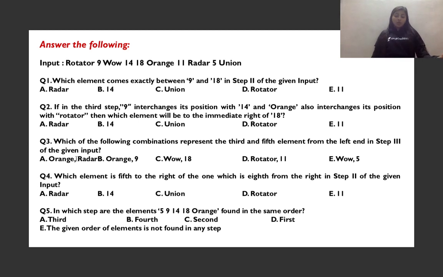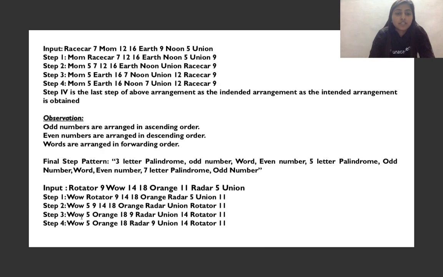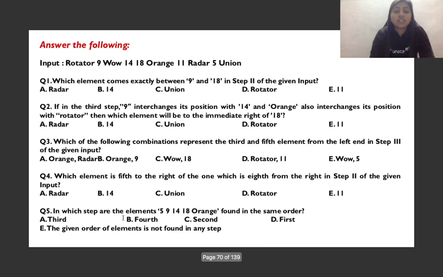Which of the following combinations represent the third and the fifth element from the left end of step 3? Left end of step 3, third and fifth element is orange and 9. Option B.